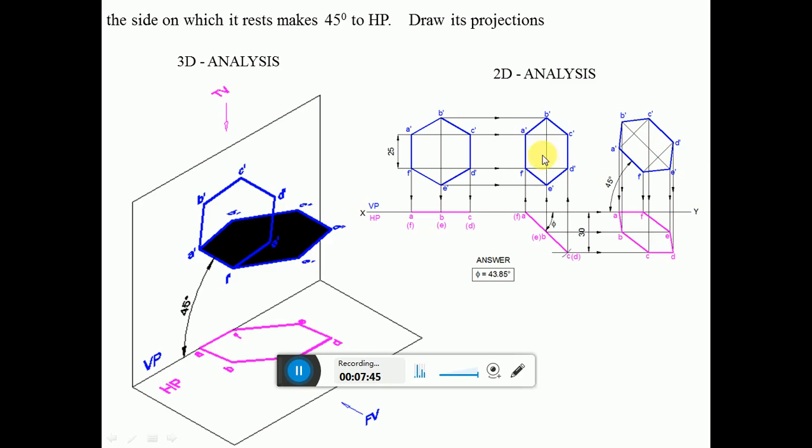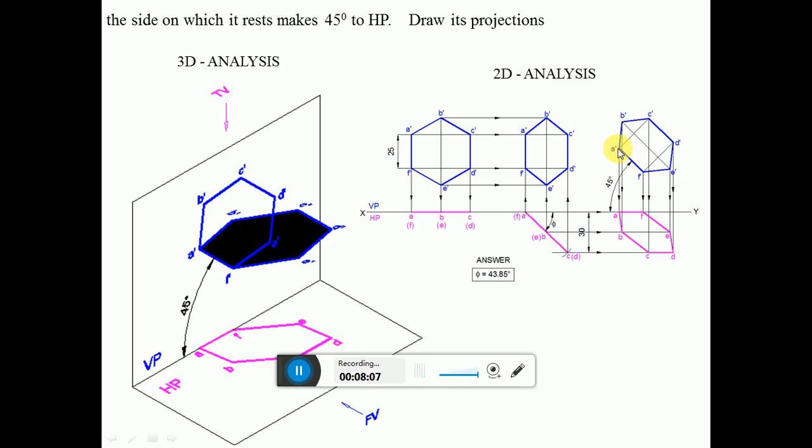Then measure the length from this point to B dash. From this point you cut an arc on this to get the point B dash. And similarly from here you measure the length from this point to E dash by using a compass. From the same point you cut an arc on this to get the points E dash and B dash. Then complete the hexagon and write the corresponding top view. How?